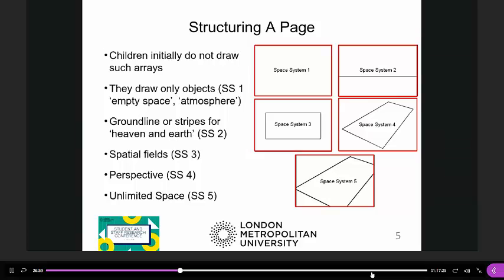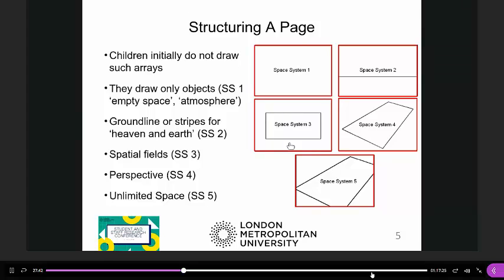Then the next stage would be the space system 2, and there you have ground lines or stripes for heaven and earth. So you sometimes have the ground line, and then you have the sky, and there's sunshine in the corner. So this is a very typical space system 2. Then we have the next stage, and that's quite an important one, where they are drawing areas. So this is the first creation of the spatial field, which is similar to what you've seen on the slides before.